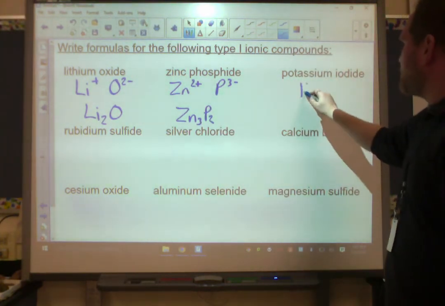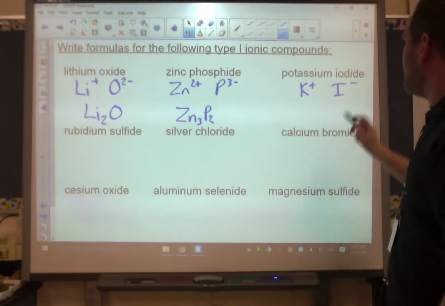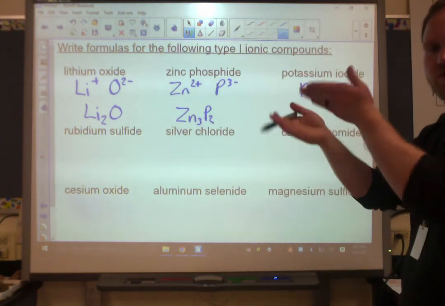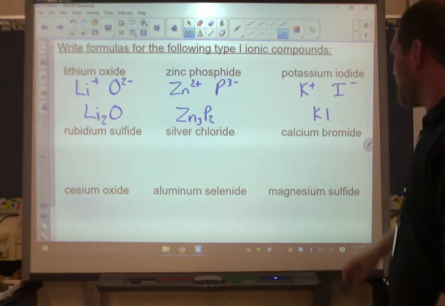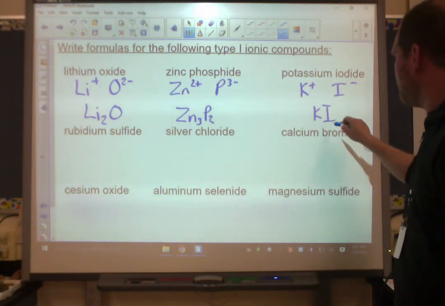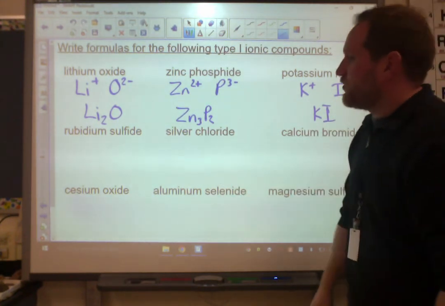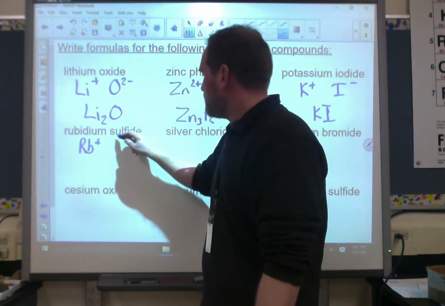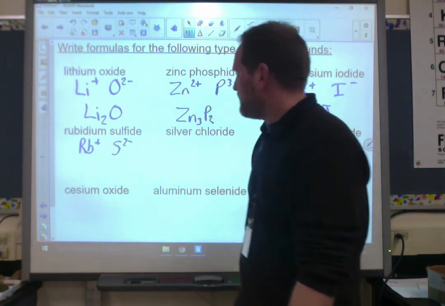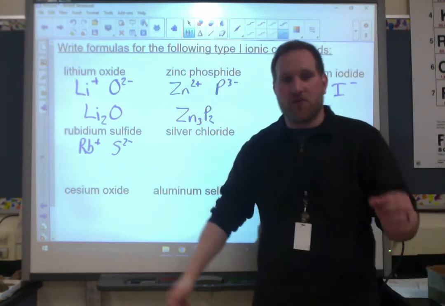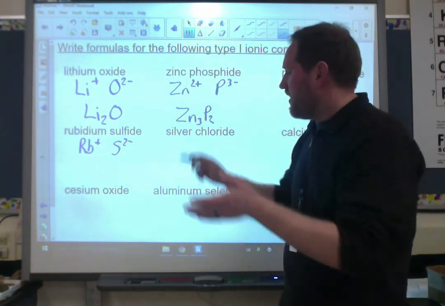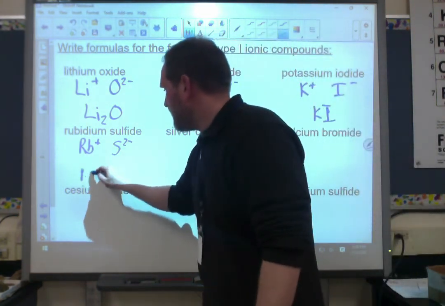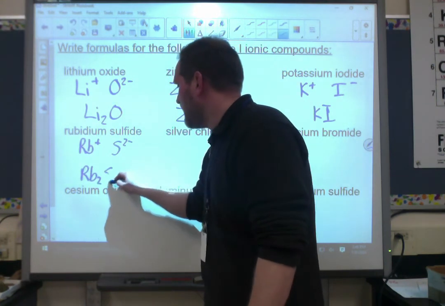Potassium iodide is K+ and I-. Notice the one-to-one ratio, crisscross the 1s, KI, if you want to do the lines. Rubidium sulfide. Rubidium is Rb with a plus sign. Sulfide is S2-. And when I say with a plus sign, I really mean with a charge of +1. You crisscross them, we're going to need Rb2S.